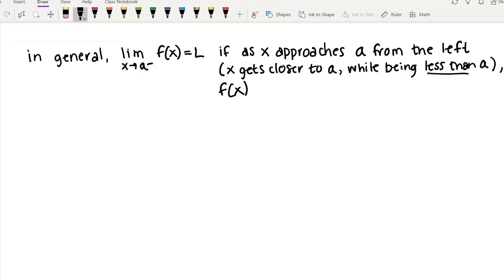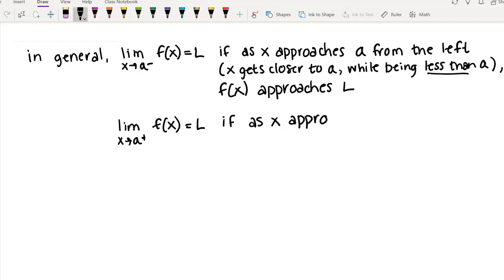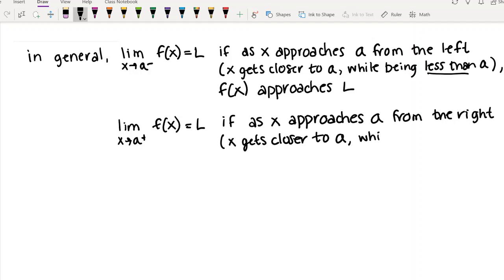If as you approach from the left, the output values get closer and closer to a number L, or get closer and closer to infinity or negative infinity, then we would say that the left-hand limit is equal to L. And so let me write down a similar one for from the right. So if x approaches a from the right, what does it mean from the right? It means x gets closer to a while always staying greater than a, and f of x approaches L.